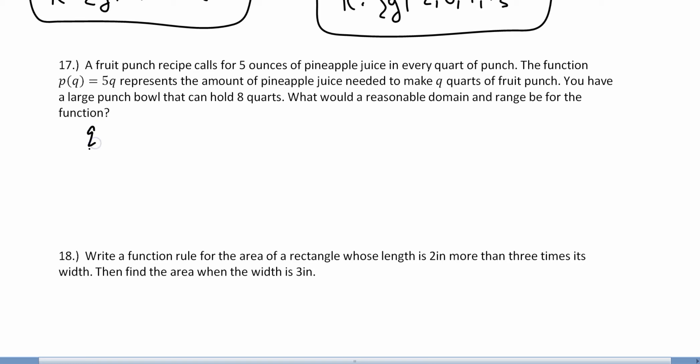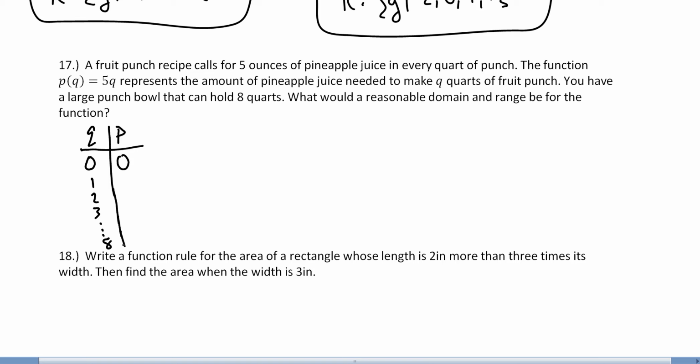So if I think about this in terms of q and in terms of p for the juice, for the punch, obviously I could make nothing. I could use 0 quarts and make 0 juice, okay? And then I could maybe make 1 quart or 2 quarts or 3 quarts. But what happens is, as I think about this, the most I can make is 8 quarts because that's as big as this thing can hold. I don't have any bigger containers, so that's where I kind of cap off, all right?